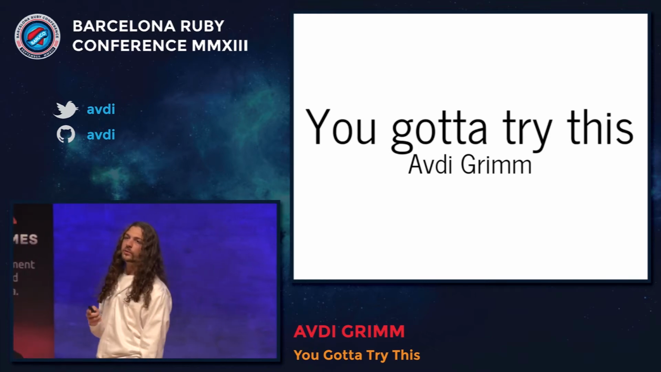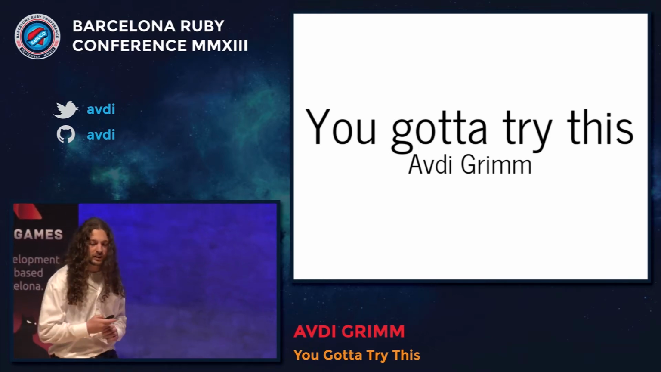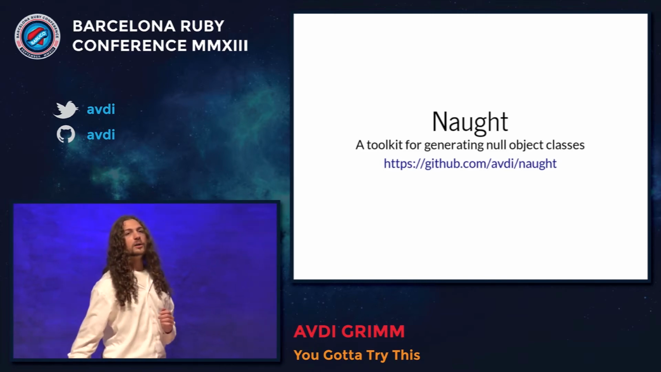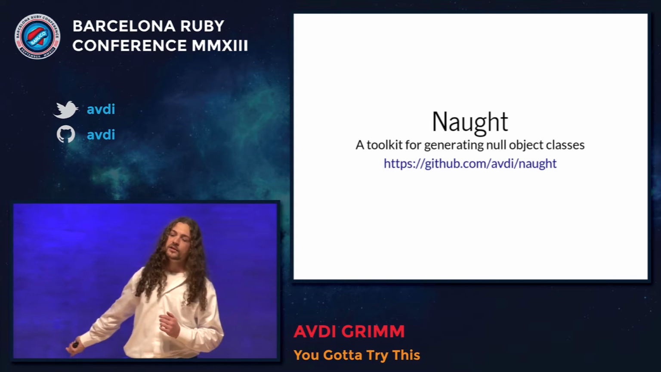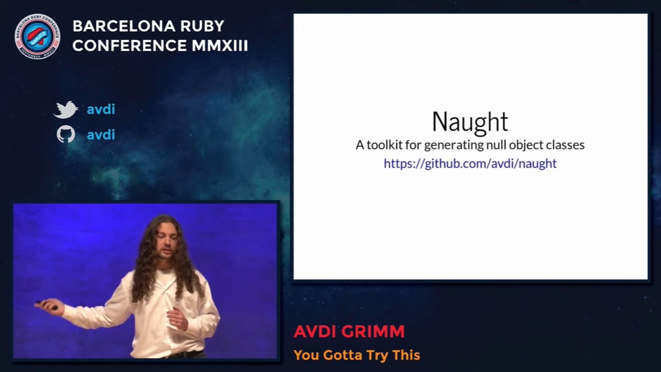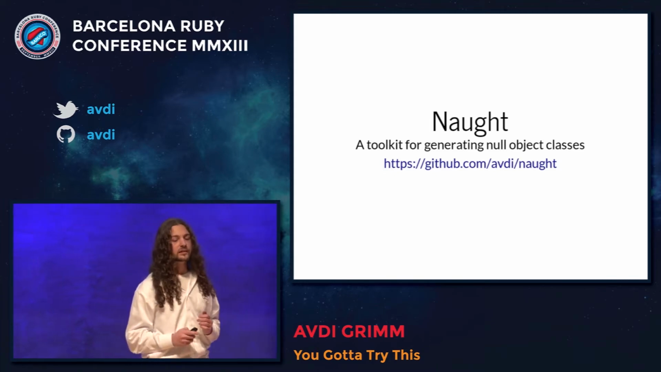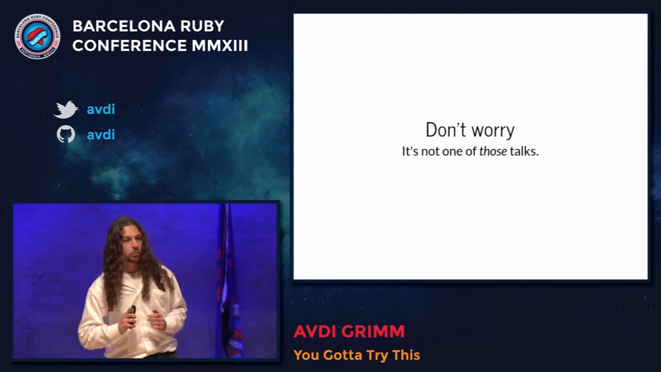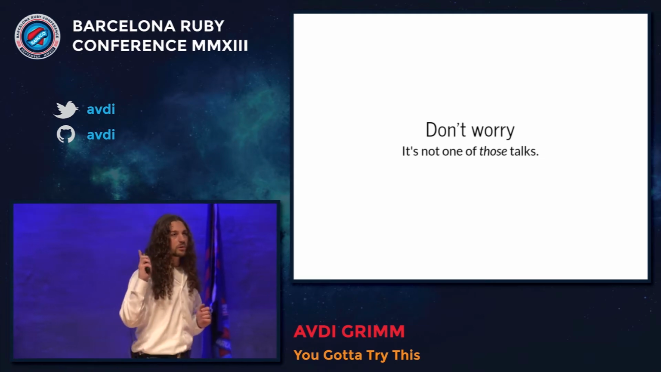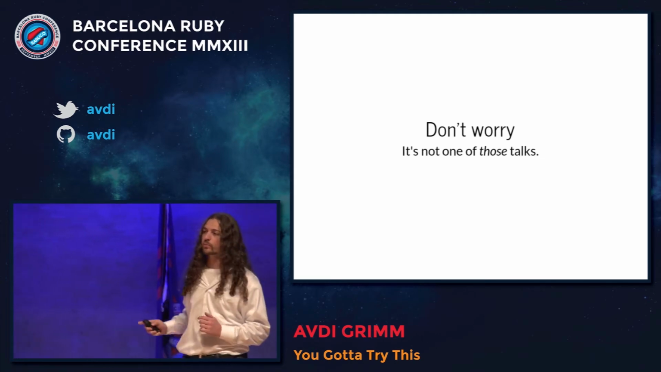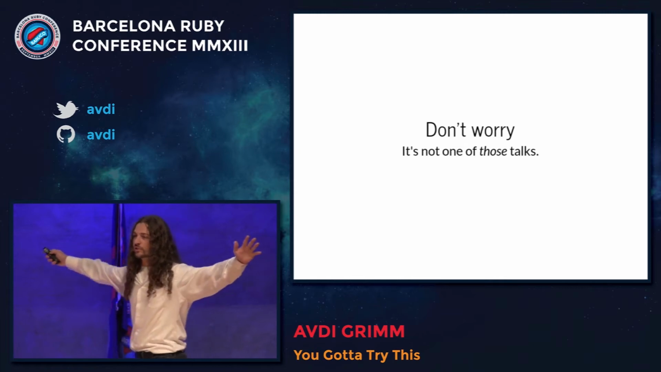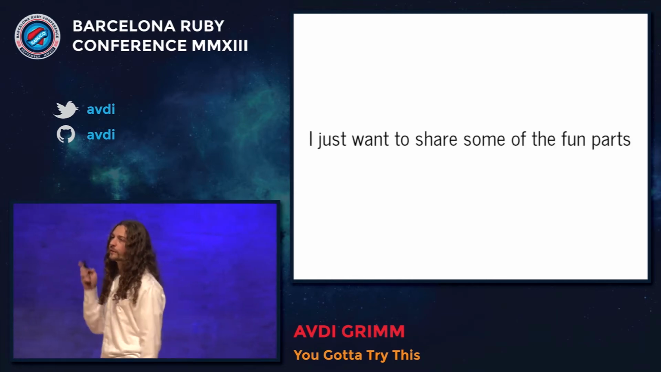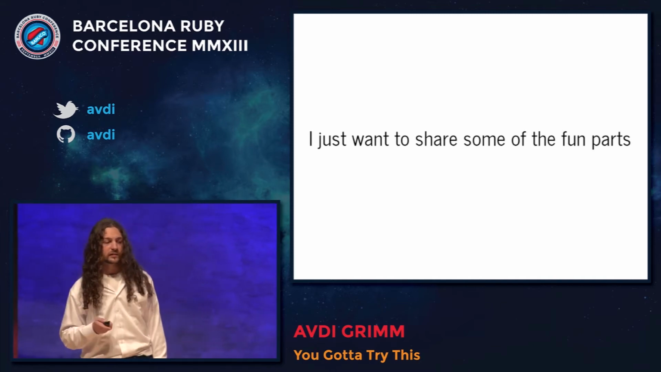Today, I want to show you some stuff. I want to show you some code. Recently, I wrote a library called Not. And Not is a toolkit for generating null object classes. Now, don't worry. This is not one of those talks where I show you some brand new library I just wrote and tell you all to go use it in your production applications. It's not one of those talks. I just want to share some of the fun parts of implementing this library with you.